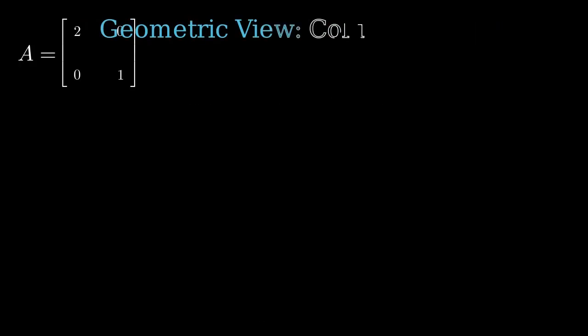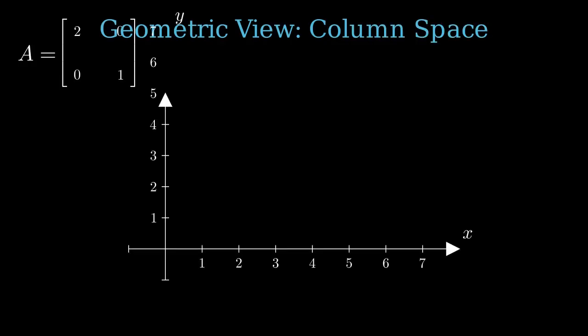Now let's visualize the column space geometrically. Here's our 2D coordinate system. Column 1 is the vector (2, 0), pointing along the x-axis. Column 2 is the vector (0, 1), pointing along the y-axis.